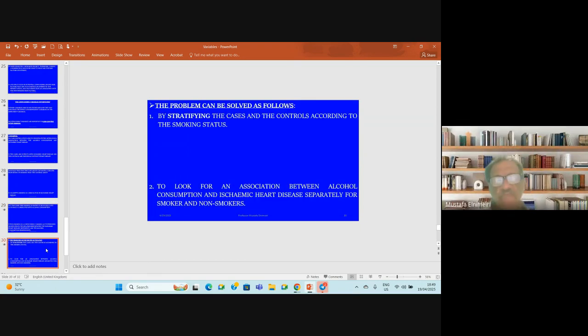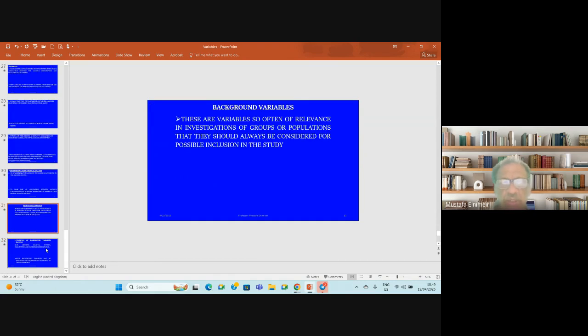The problem can be solved by stratifying the cases and the controls according to smoking status and looking for an association between alcohol consumption and ischemic heart disease separately for smokers and non-smokers.